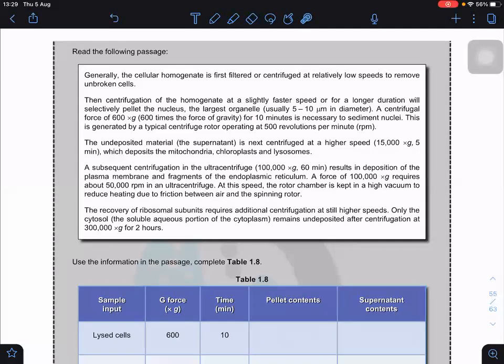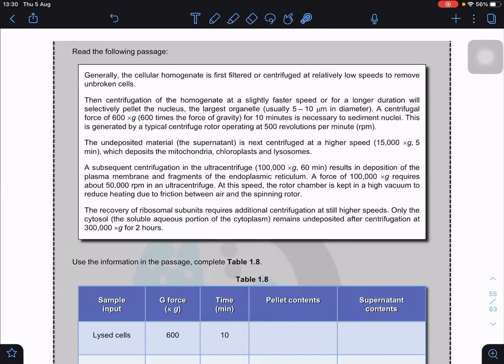So what does this mean? Because you spin it, right? How fast you spin? You spin 500 times per minute, then you'll be able to get this. Your hand would be damaged. Okay, the undeposited material, in this case the supernatant, is next centrifuged at higher speed. You cannot use the same speed again, because the same speed already cannot precipitate them out. So you have to increase the speed.